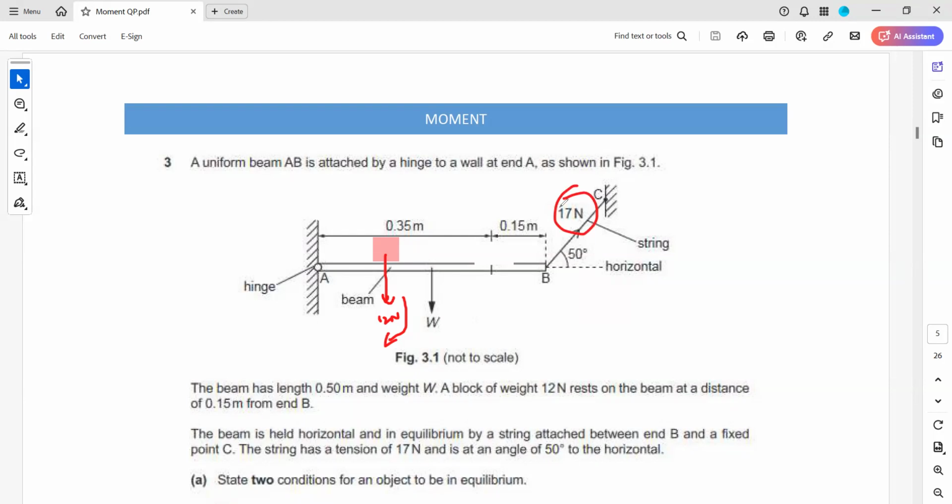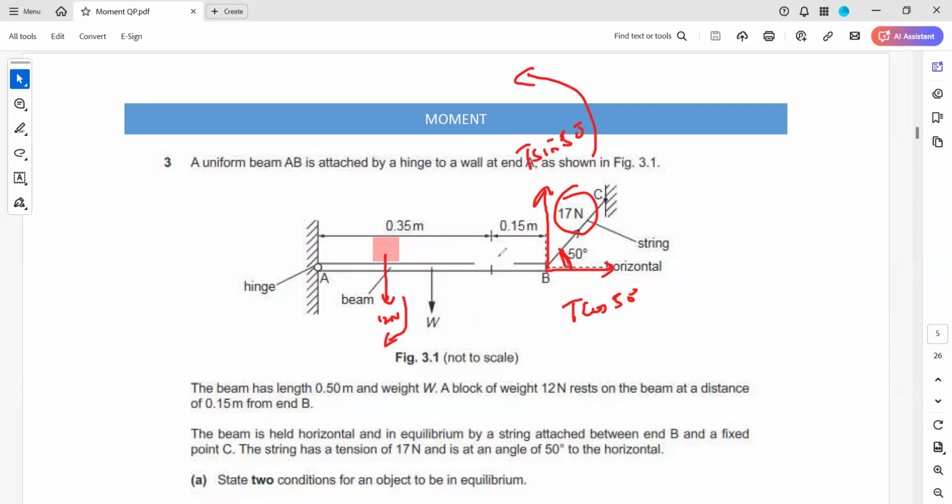It has a fixed angle, and the beam remains horizontal, so the angle is not changing. But what should happen to the tension? The tension should also decrease. Why should the tension decrease? Because if the tension remains the same, then the component T sine 50 degrees, and the horizontal component, which is T cosine 50 degrees, would not change. It means that this turning effect would be greater and the beam would be lifted up. But they mention in the question that the beam remains horizontal.